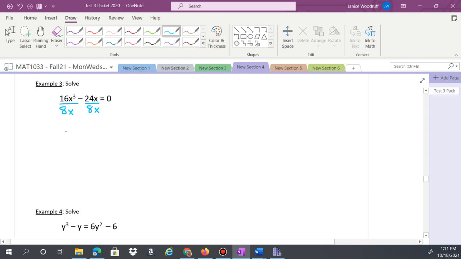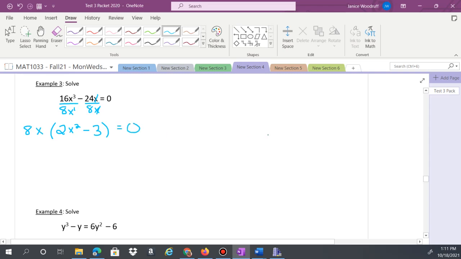Okay, so 16 divided by 8 is going to give me a 2. And then x to the 3 minus 1 will give me x squared. Then 24 divided by 8 will give me 3. And these x's are going to cancel. Okay, then I had the 8x over here.